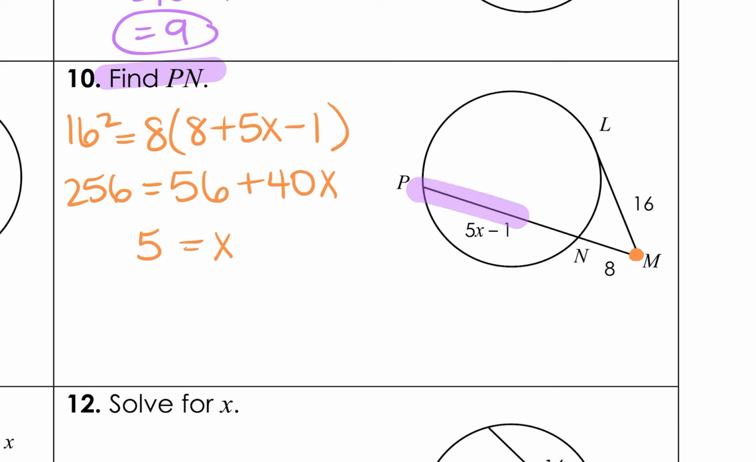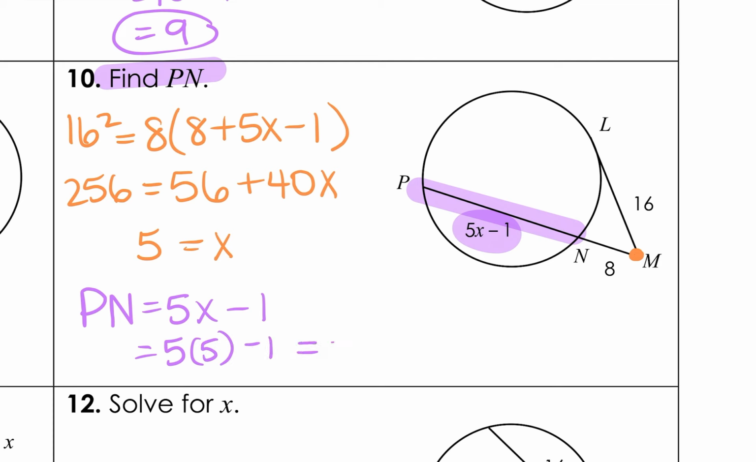Now that you know what x is, we are trying to find PN, which is this segment here. So we're going to substitute the x into that expression. So PN is equal to 5x minus 1. So that would be 5 times 5 minus 1, which equals 24.